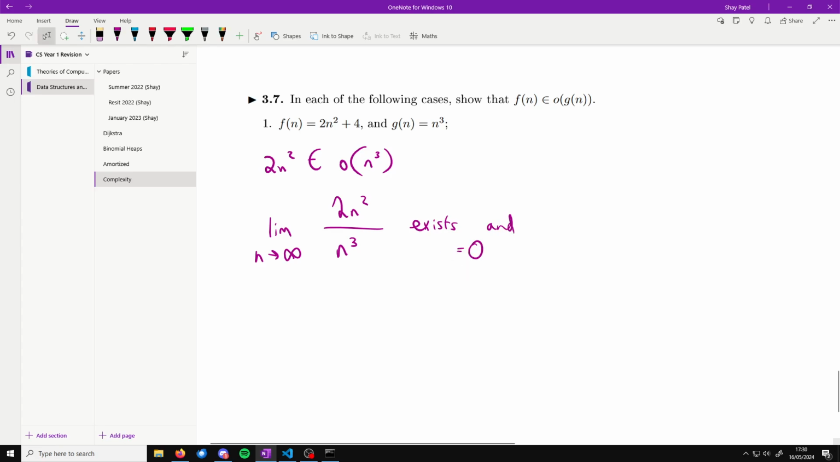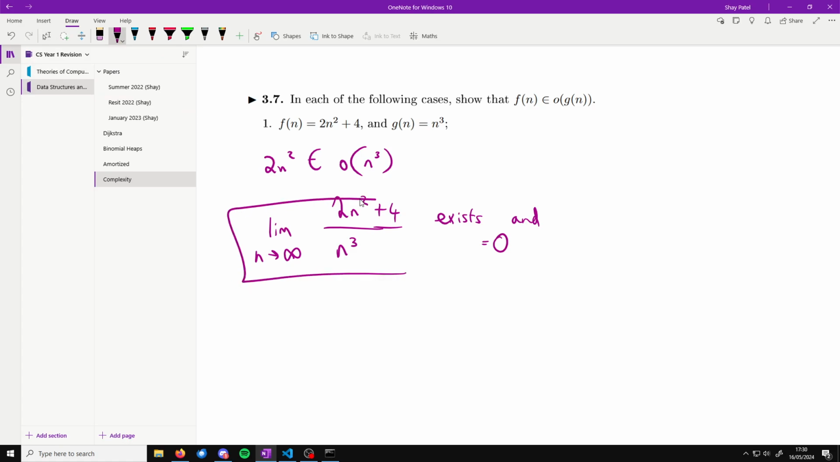Okay, how could we prove this? Oh, yeah, that 4 is also part of that f of n. Okay, so one way we can prove this is we can split up all of these terms. So we can say this is the same as the limit as n goes to infinity of 2n squared over n cubed plus 4 over n cubed.